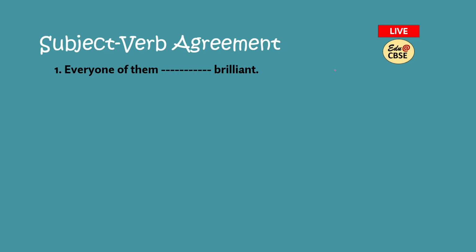Okay, every one of them dash brilliant. You have to choose from among are, have, has, is. And you are giving the correct answer. This is the correct answer. Now everyone is taken as a singular. So remember this, singular. Is it clear? So this is singular, therefore our choice is again singular.